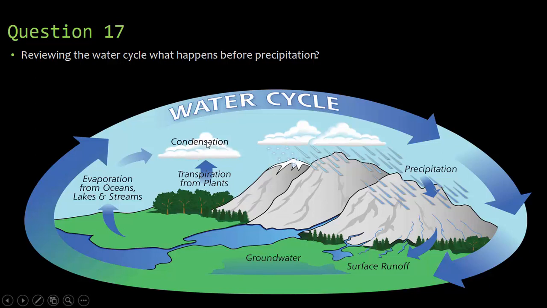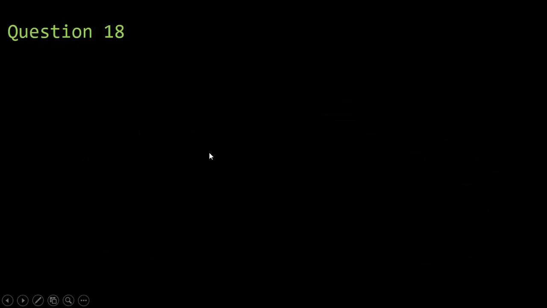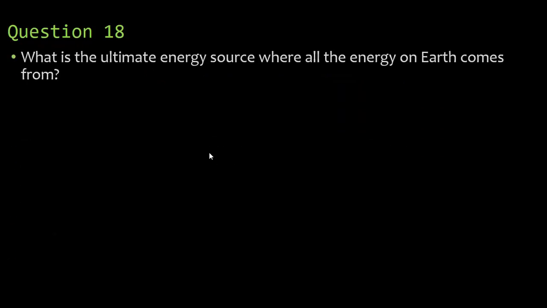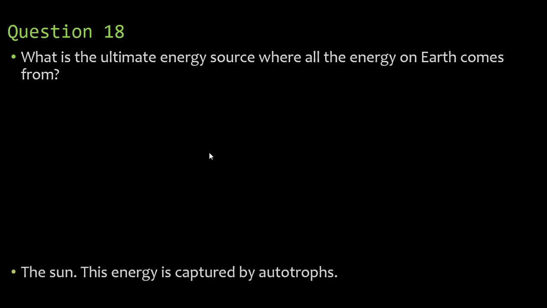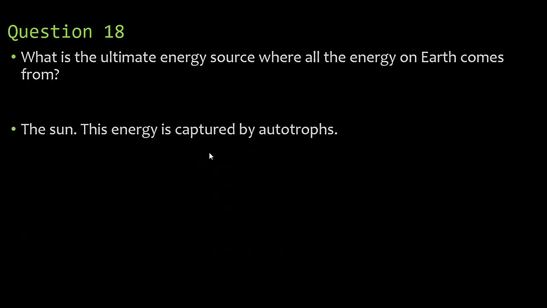It works just like a cold glass of water. When you lay it out, the water vapor inside wherever you are condenses on the outside of the glass and turns into liquid water. The same thing happens as water condenses and then falls as rain. All right, a couple more and we'll be ready. Number 18, what is the ultimate energy source where all the energy on Earth comes from? A lot of people say plants, and that's true, but the plants have to get their energy from somewhere. It doesn't magically appear, and it comes from the sun. And that sun energy is captured by autotrophs.